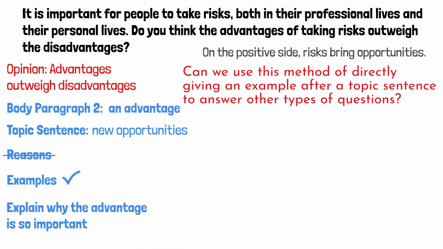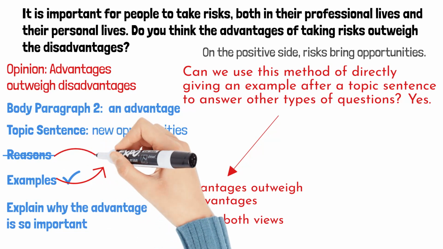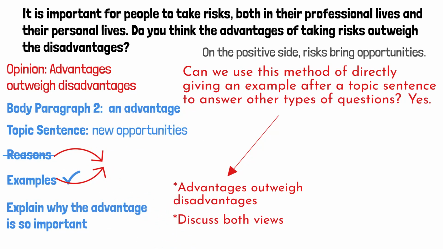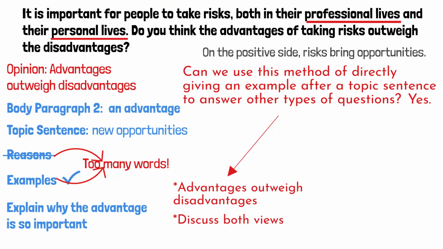I will ask if we can use this method of directly giving an example after the topic sentence to answer other types of questions. The answer is yes. However, I mainly use this method to answer advantages outweigh disadvantages and discuss both views. Because for these 2 types of questions, if I give examples as well as reasons, I will certainly end up writing too many words. Especially for this question, you need to talk about both professional lives and personal lives. That's really a lot to write.